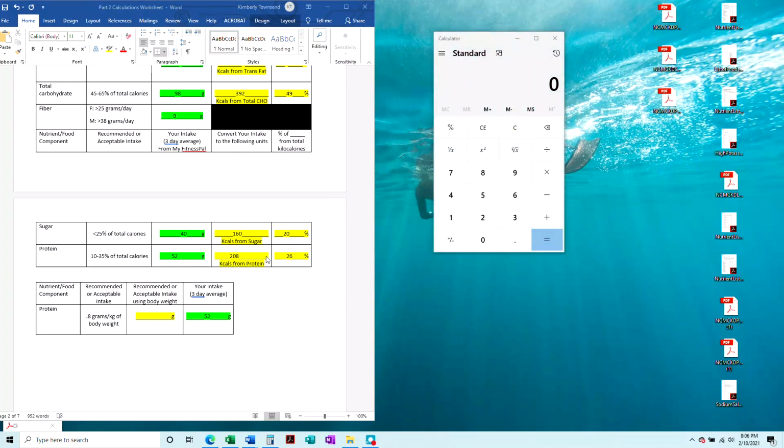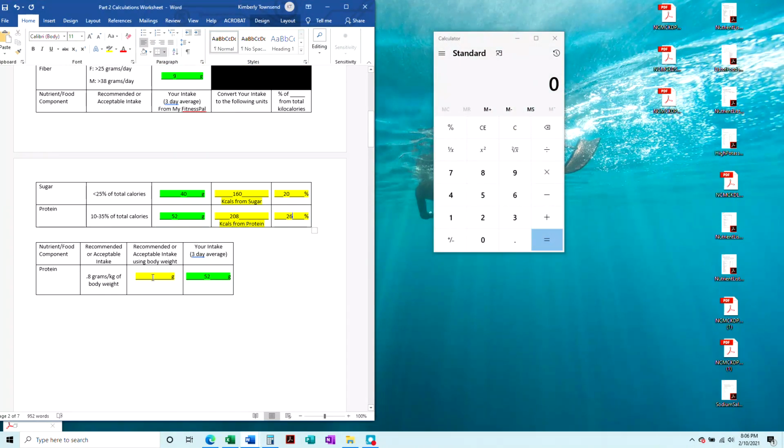Now, the next number down here is calculating your protein based off your body weight. So we're just going to use 150 pounds for a person. The first thing that you have to do is turn your weight in pounds to kilograms. So you're going to have to divide this by 2.2 pounds per kilogram of body weight. There's 2.2 pounds per kilogram body weight.